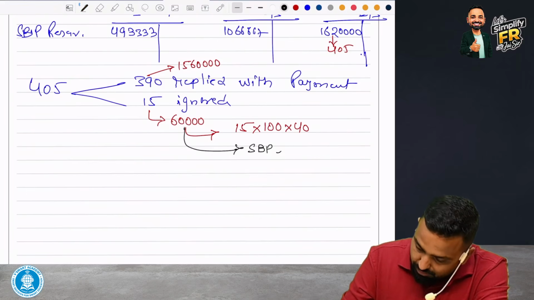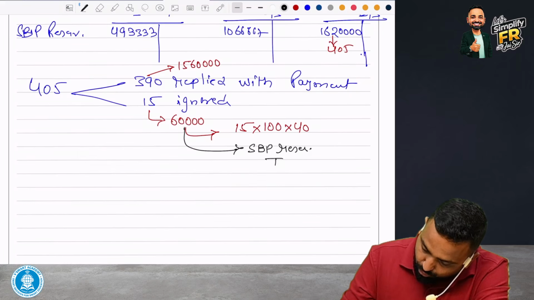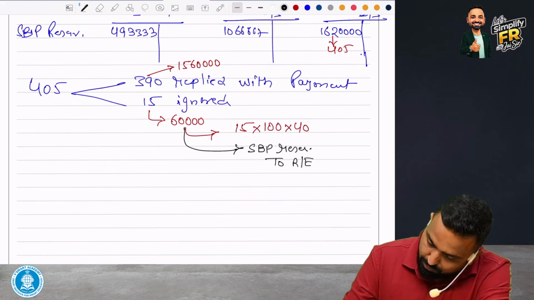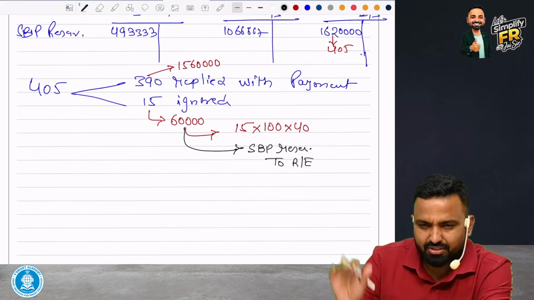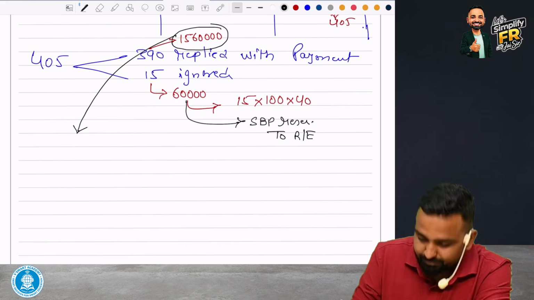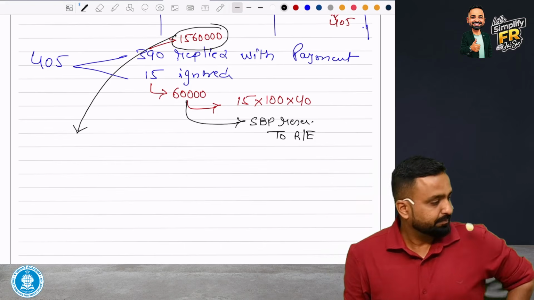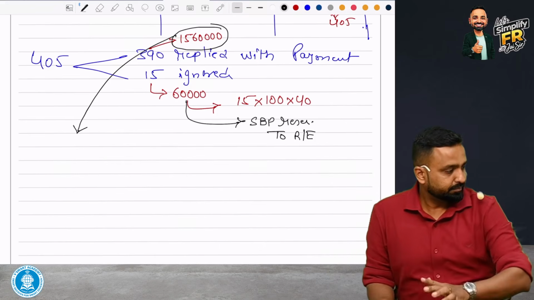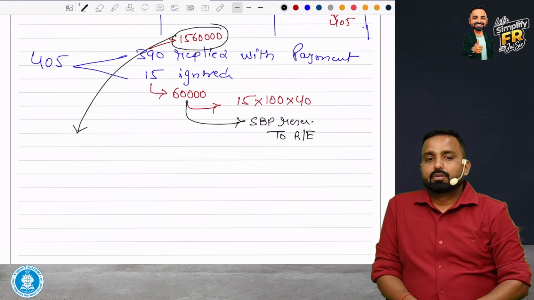SBP reserve to retained earnings. Yeah, journal entry. Okay. Now, for the 390 employees, no entry yet.